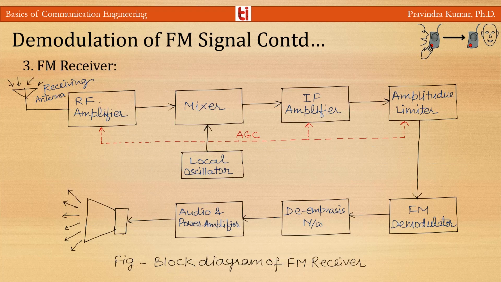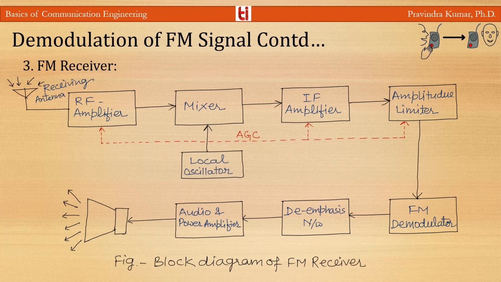Now, the FM receiver. Earlier we learned about FM generation and transmission. Now we will discuss the FM receiver. The block diagram of a receiver is on your screen. This block diagram of the FM receiver is similar to the block diagram of the AM receiver. The FM receiver also operates on the principle of superheterodyne, as the AM receiver does.